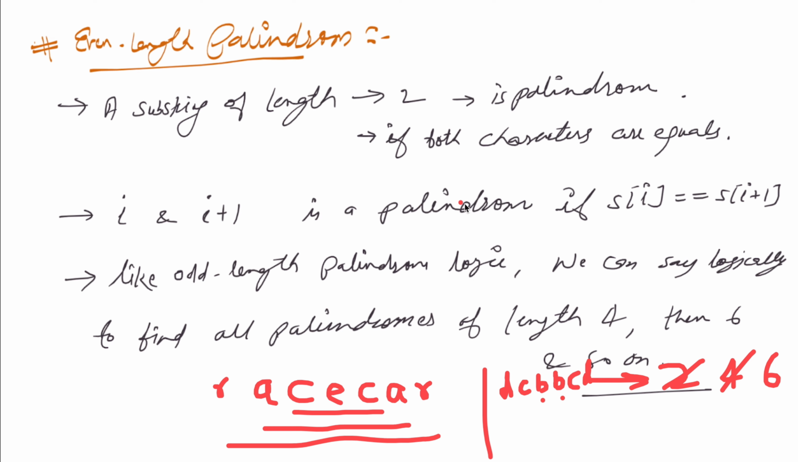So we are talking about it like this. i and i plus 1 is a palindrome when both characters are the same. Similar to the odd length palindrome, logically, to find the palindromes of length 4, 6, we start from length 2, right? So whether you have even length or odd length, the concept is the same. But you have to understand logically how it works, like we have understood now.